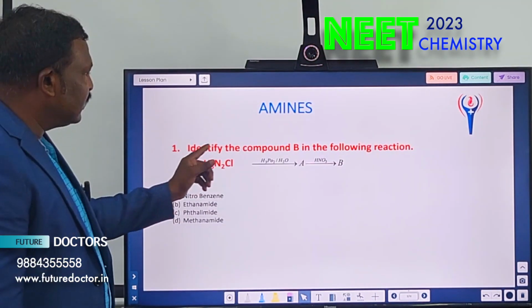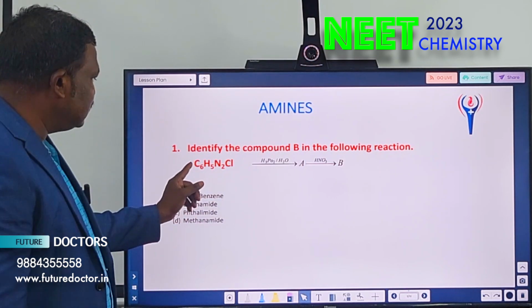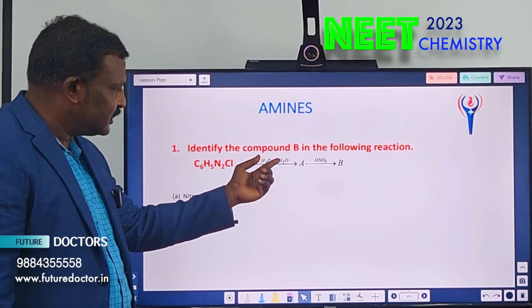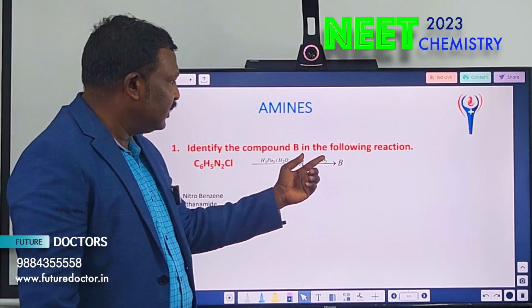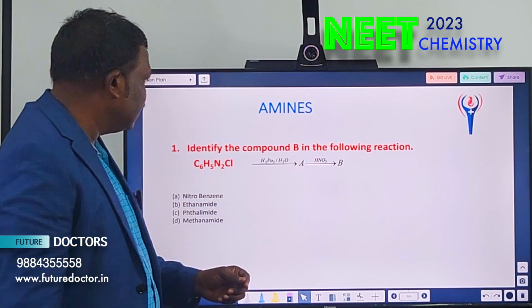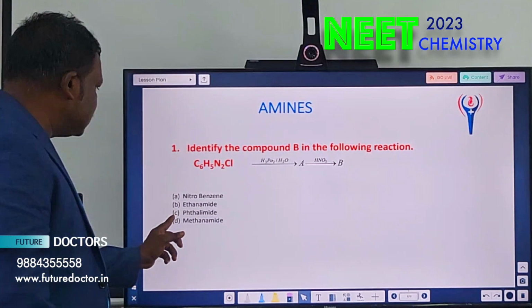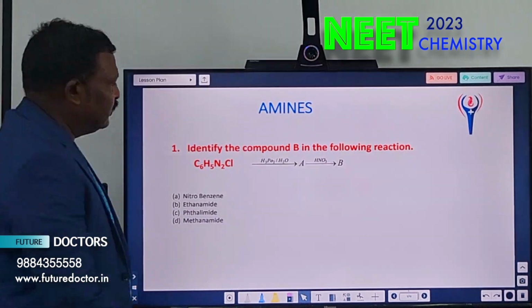First question, identify the compound B in the following reaction. C6H5N2Cl gives A when it reacts with H3PO2 in the presence of H2O. Again, A gives B on reacting with nitric acid. Option A, nitrobenzene; option B, ethanamide; option C, phthalimide; option D, methanamide. You have to find only B.